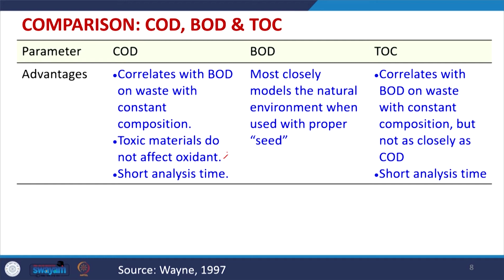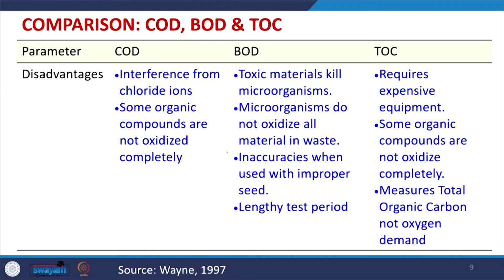Okay. So, we will solve some problems also to understand this, and BOD is the most closely related model with respect to the degradation that happens in the actual natural environment. So, this is very important. BOD estimation is the most correct method, but still COD and TOC can be used for understanding the oxygen demand and the degradation process. Then there are disadvantages: in the COD method, if chloride ions are present, they interfere.